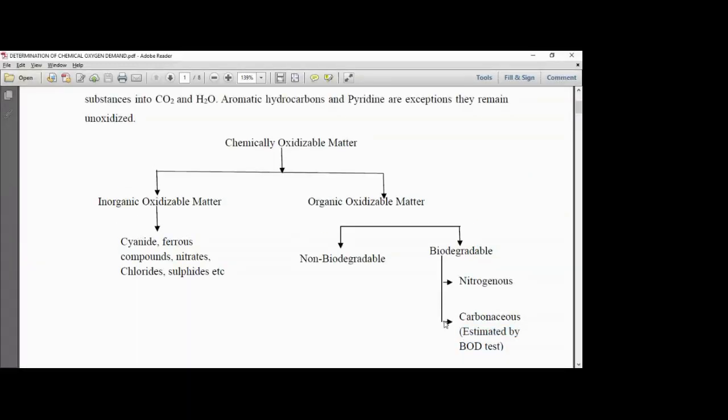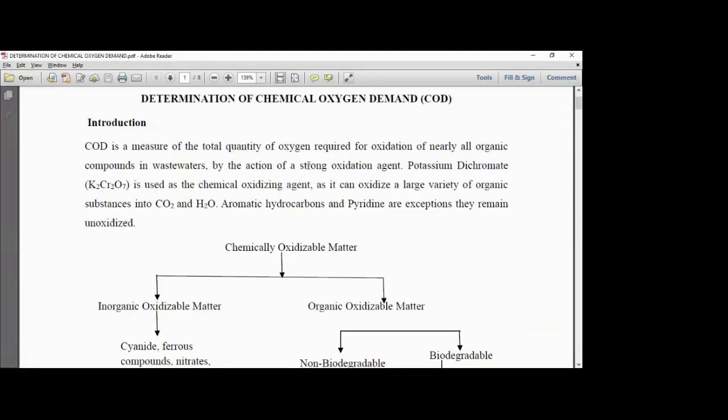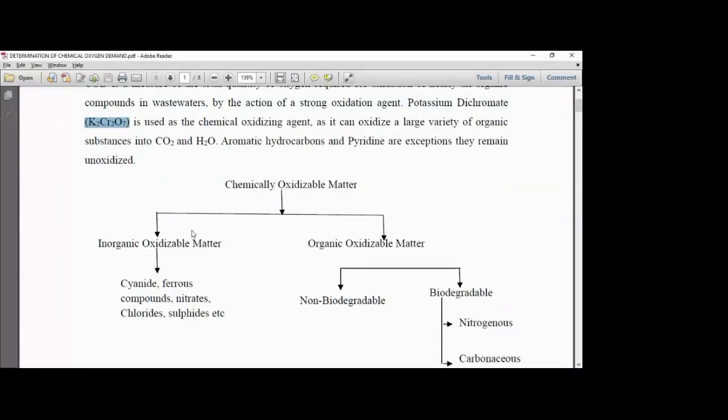But here I have to deal with all types of oxidizable matter, so I can't rely on microorganisms. Microorganisms have very limited capacity of doing oxidation. So here I'll be dealing with a chemical oxidizing agent. And a very strong oxidizing agent, that is K2Cr2O7, potassium dichromate, is going to be used.